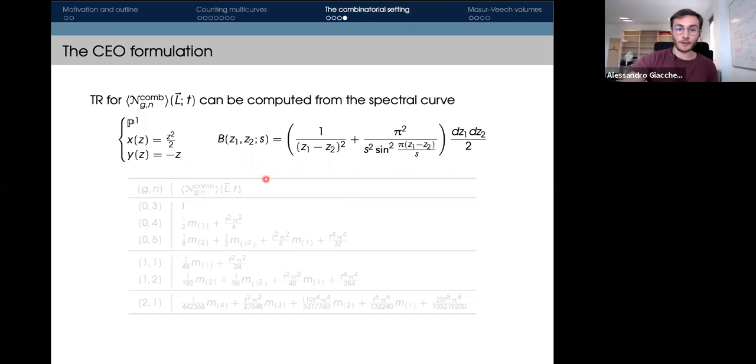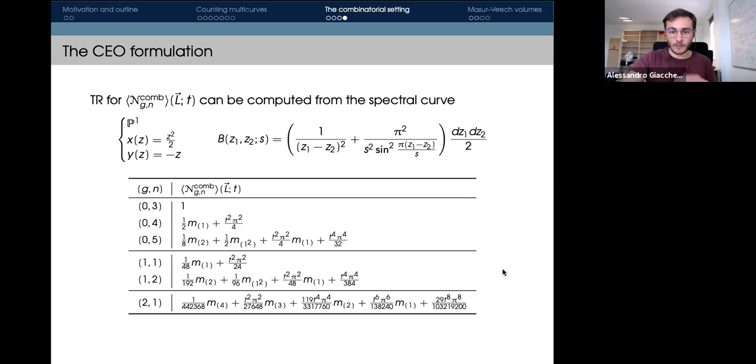So these average numbers of multicurves are different, but very similar, because the problem is very similar. And again, we can use topological recursion to compute this, and here are some examples. You can see that these are much easier, exactly because you don't have all these non-homogeneous contributions that also appear in the Weil-Petersson volumes.